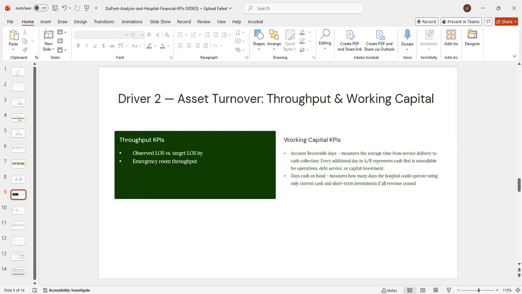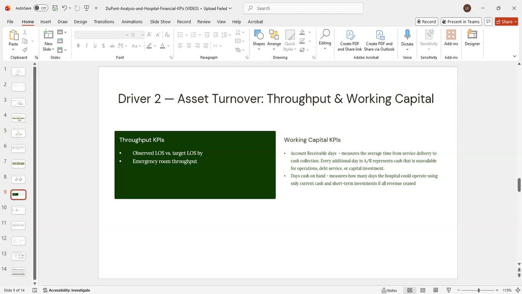The second measure under working capital that hospitals or organizations typically track is the days cash on hand. What this tries to measure is how many days the hospital could continue to operate using only its current cash and short-term investments, as if all revenue streams suddenly ceased. You might be wondering why. That seems like an extremely stark kind of circumstance.